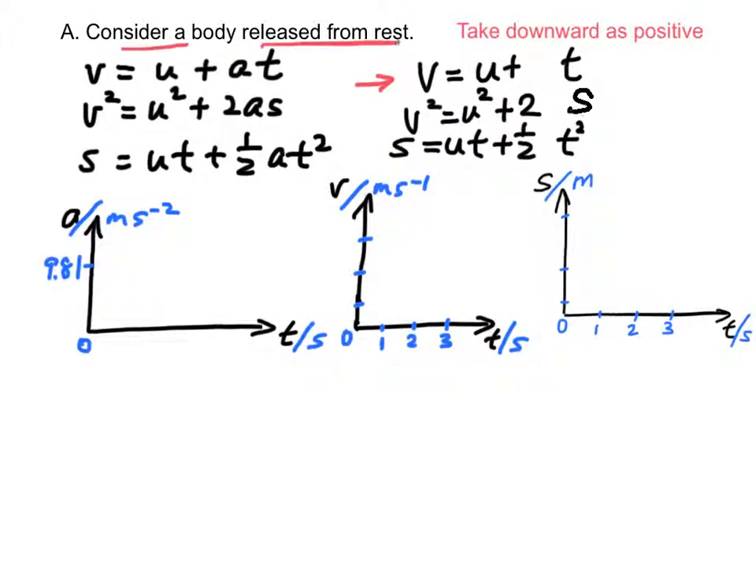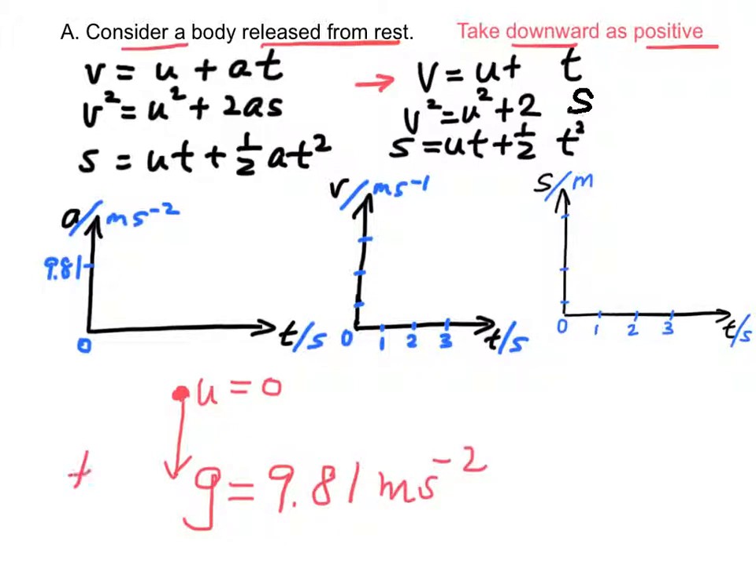Consider a body released from rest, and we take downward as positive. That means the initial velocity is u equal to 0, and the body moves downward with uniform acceleration g equal to 9.81 meters per second squared. In this case, the equations of motion will be rewritten as v equals u plus gt, v squared equals u squared plus 2gs, and s equals ut plus half gt squared.